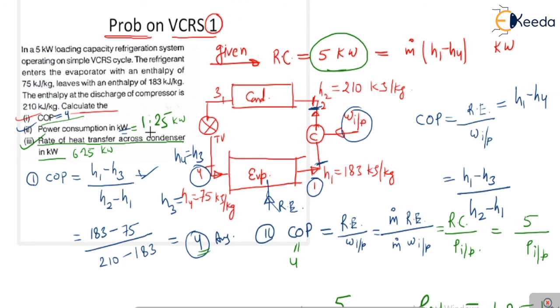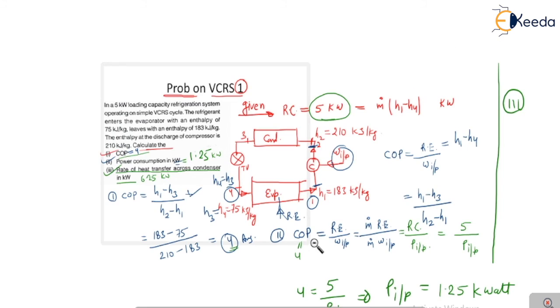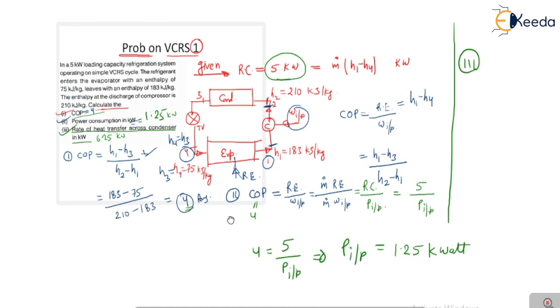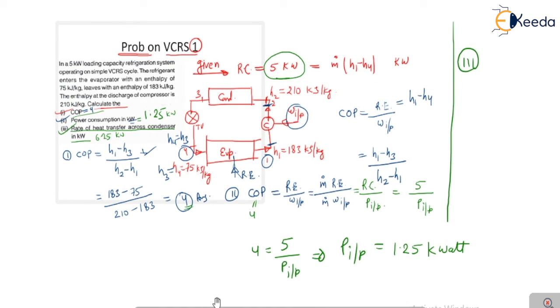Okay. So my dear friends, in this way we can solve any type of question. First of all, you need to apply the COP formula, and by the application of this COP formula, you have to plot and draw all enthalpy points. By the collection of this data and the given values, you have to calculate the COP value, and by the COP with respect to power, you can easily calculate the power input.